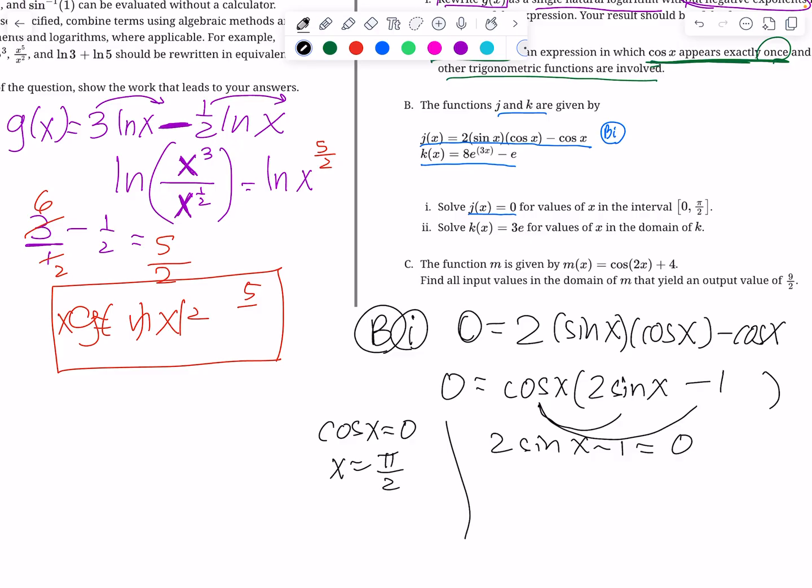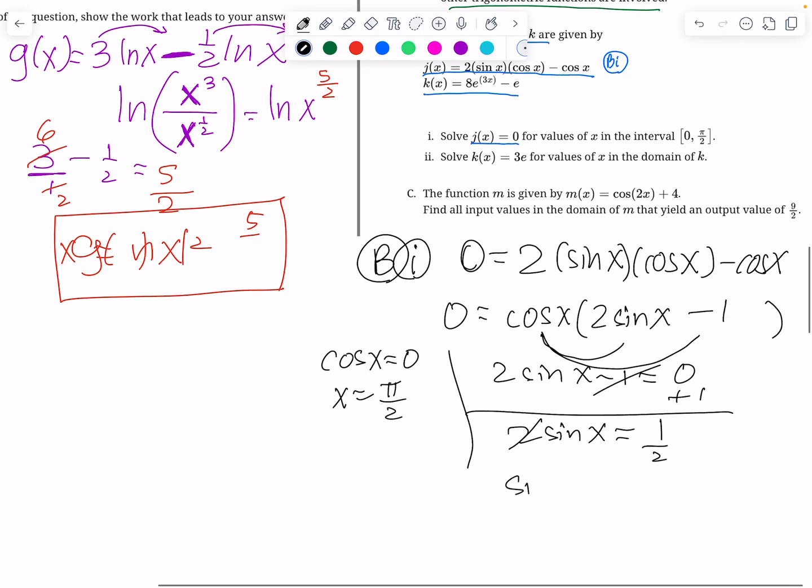And now opposite of -1 is +1, so we add 1 to both sides. So 2 sine x equals 1, divide both sides by 2. So sine of what angle gives us half? Well, in degree format, although in AP Precalculus we don't use degrees, sine 30 is half. And we know that 30 degrees in radian format is pi over 6.